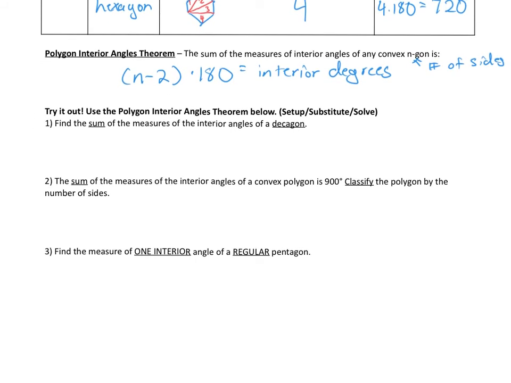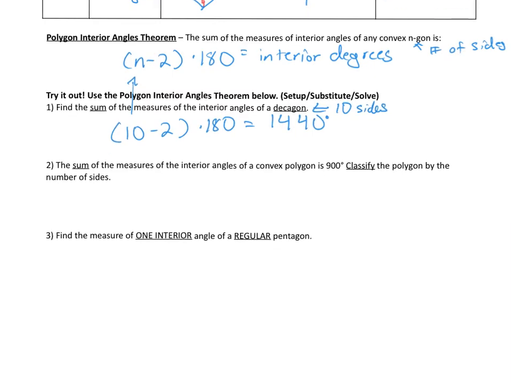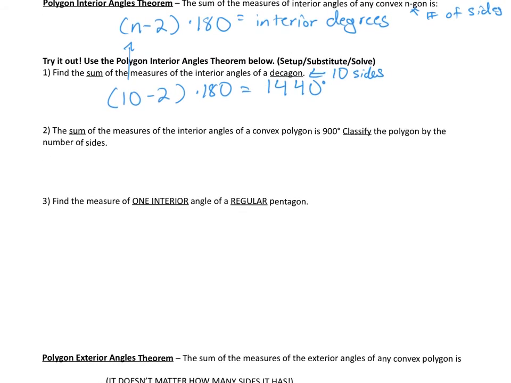Okay, try it out. Use the polygon interior angles theorem below. Set up, substitute, and solve. Find the sum of the measures of the interior angles of a decagon. Remember, a decagon has 10 sides. So then that gives us 10, which replaces our n. 10 minus 2 times 180, which is 1,440 degrees.